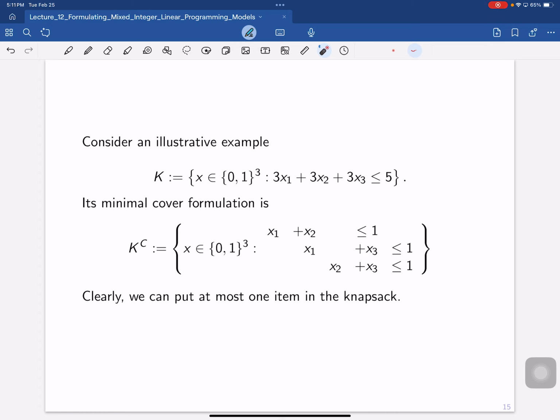You have all the combinations of any 2 items. Any 2 items form a minimal cover of this set, because each item has weight 3. If you take out one of them, you have weight 3, and that's fine. So this is the minimal cover formulation. And clearly these 2 formulations are equivalent, as we have shown already.